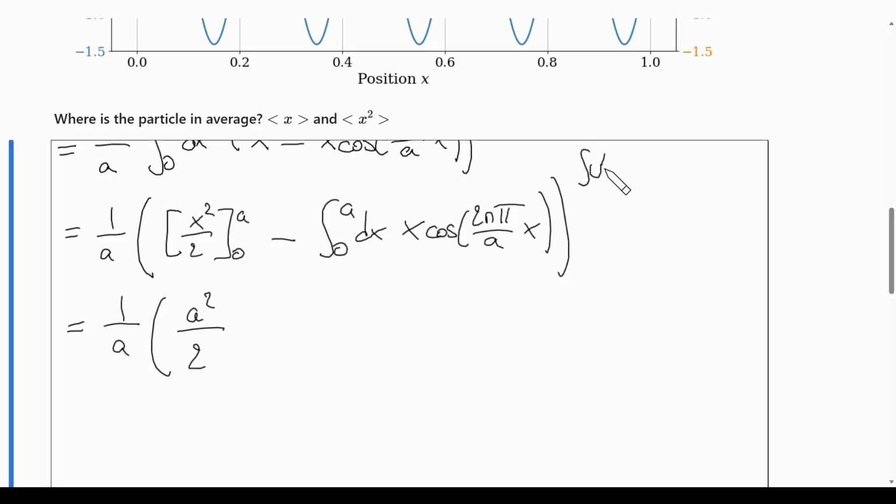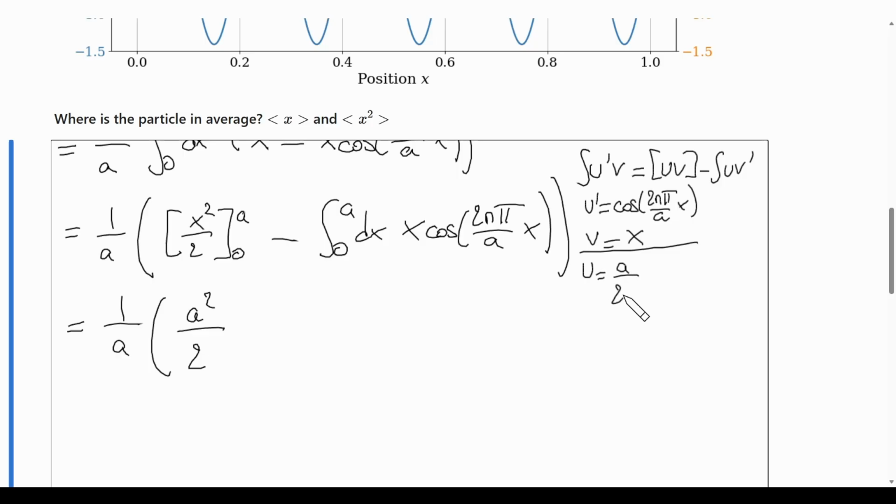So if you remember, integration by parts: the integral of u prime v is equal to uv minus the integral of u v prime. Here the good u prime to choose is the cosine, and the v is x. So this gives us a u that is a over 2 n π sine(2 n π over a x), and v prime, which is 1.